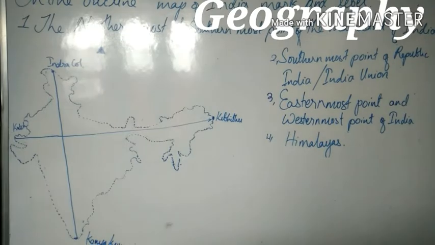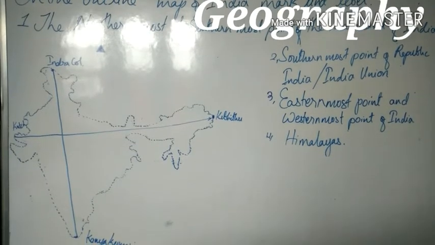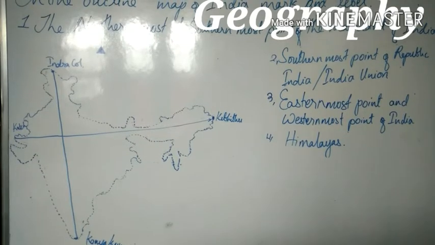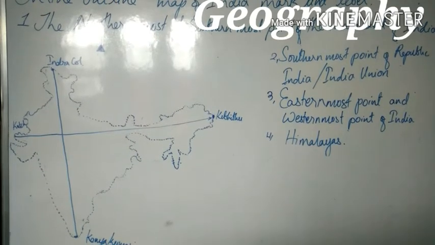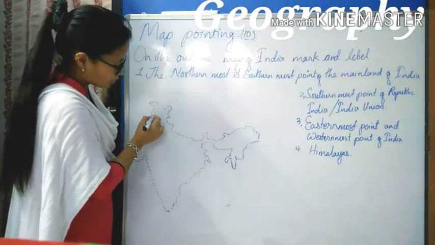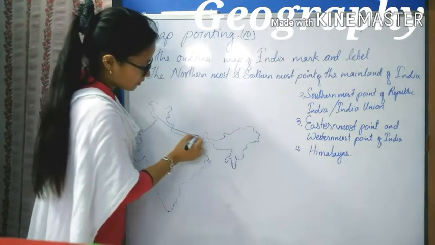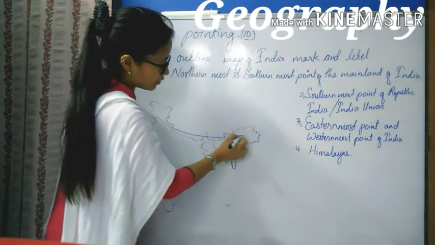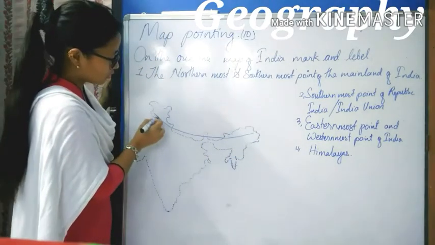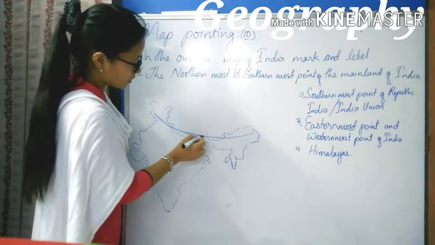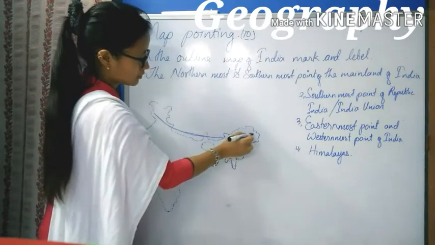They are the Greater Himalaya, the Lesser Himalaya and the Outer Himalaya. Now let us learn how to mark these Himalayas. Himalayas start from Jammu and Kashmir, cross Nepal, Sikkim, Bhutan and reach till Arunachal Pradesh. So these mark the Greater Himalayas.